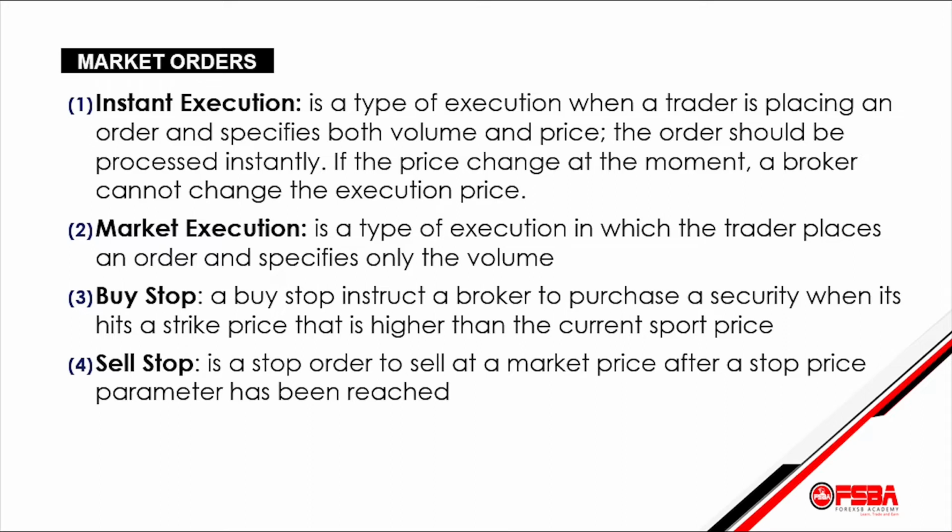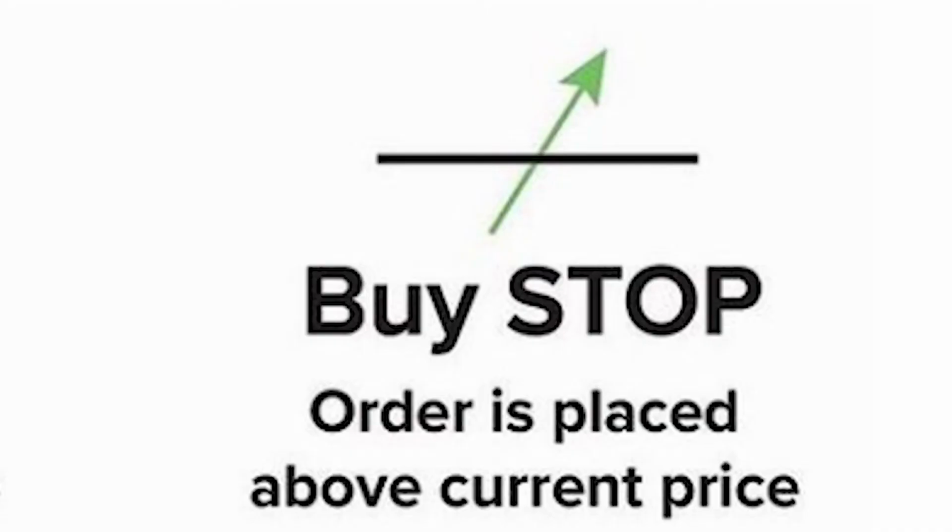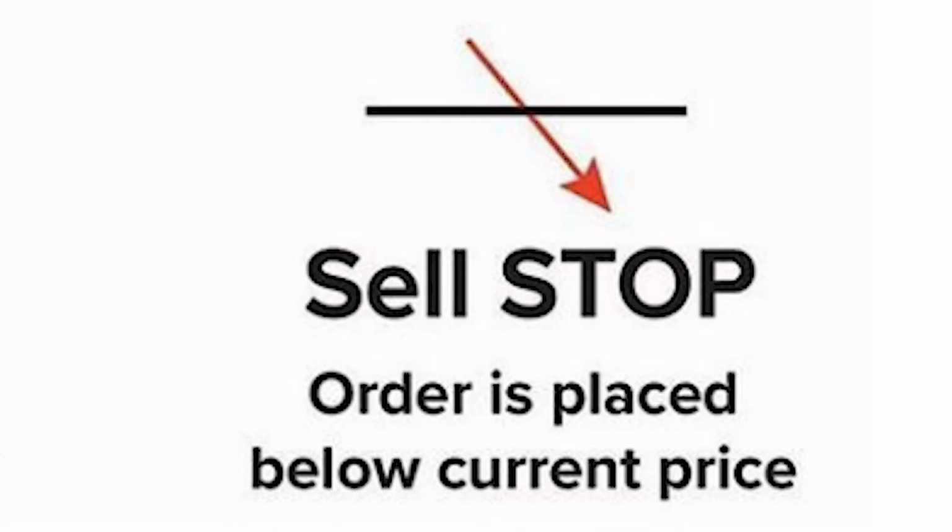So we have buy stop. A buy stop instructs a broker to purchase a security when it hits a strike price that is higher than the current price. So a buy stop is always above. So when your prediction is that the market will go up. Sell stop is opposite of buy stop. It is a stop order to sell at a market price after a stop price parameter has been reached.